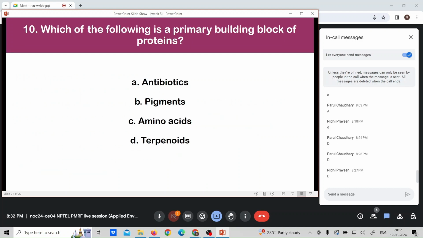Again, follow up from the first week. I hope all of you will be able to answer this. All right, amino acids are the building blocks of proteins. Here, if you note carefully, all these antibiotics, pigments and terpenoids may fall under the secondary metabolite category.